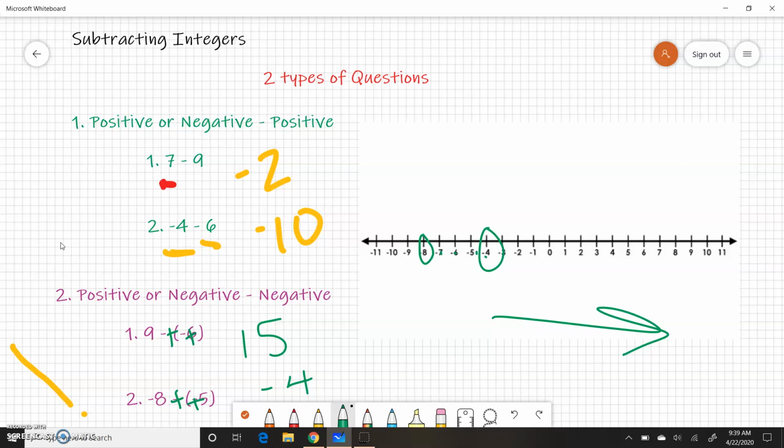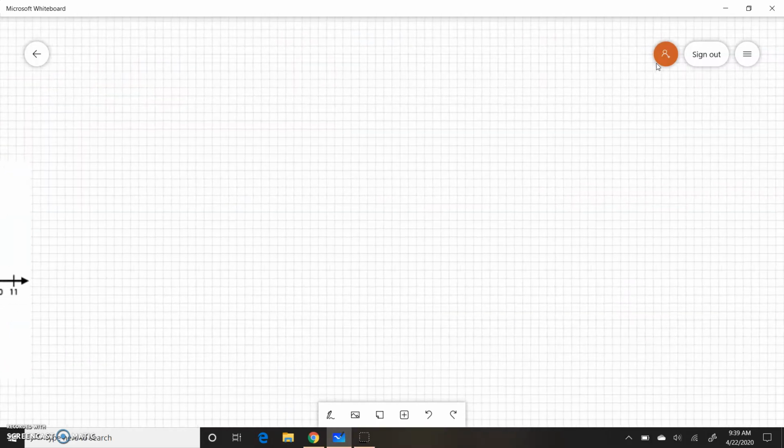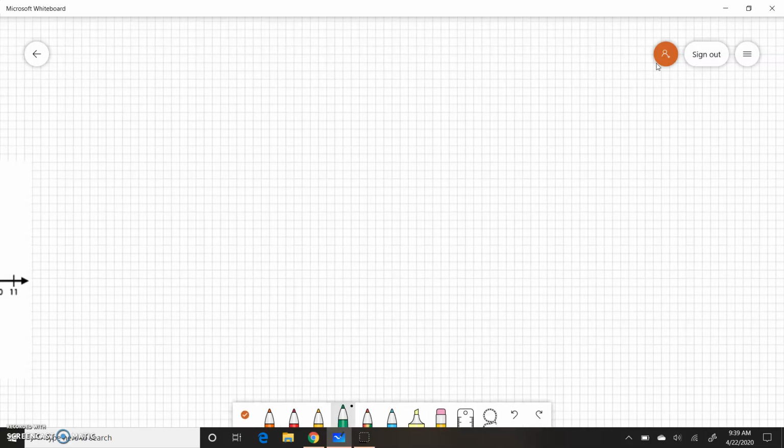Now I'm going to show you another way that you can think about it in order to solve these questions. And it's going to be in terms of money. So what I'm going to do is set up a couple other examples off to the side over here, and I'm going to give you another way to think about these questions. If you don't like this way, that's fine. Use the number line. I don't care. Some of you will like this strategy better.